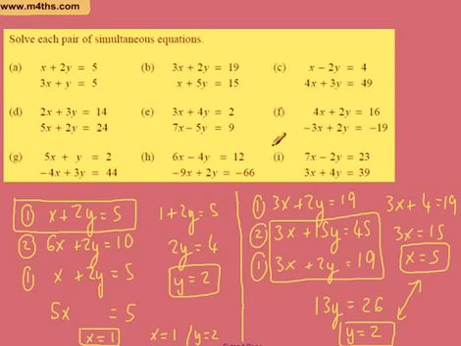If we check, x is 5 and y is 2. 5 plus 5 lots of 2 is certainly 15. Check them both. So this is called elimination.